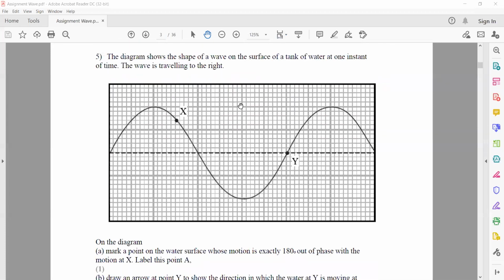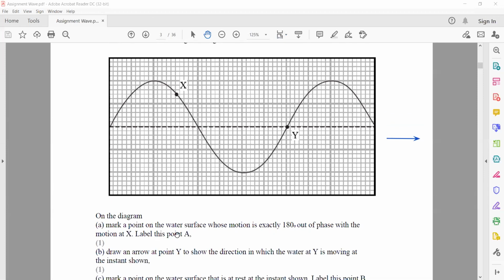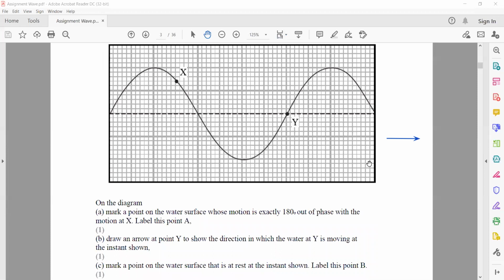In question 5, the diagram shows the shape of a wave on the surface of a tank of water at one instant. The wave is traveling to the right, so the wave is moving towards the right-hand side. On the diagram, mark a point on the water surface to show the motion exactly 180 degrees out of phase with the motion of x. So with reference to x, we have to mark another point which is 180 degrees out of phase.